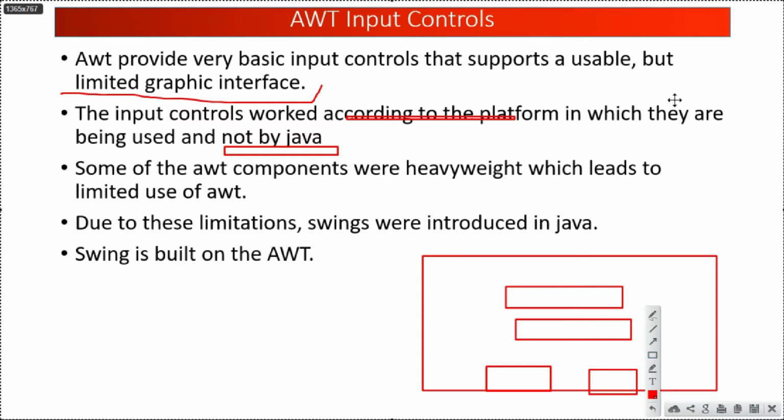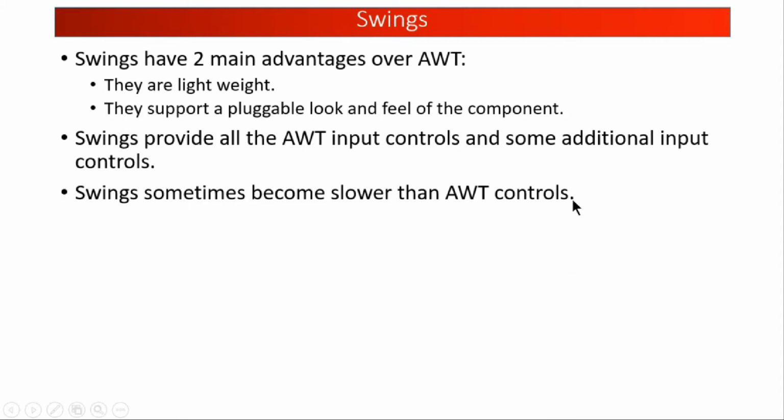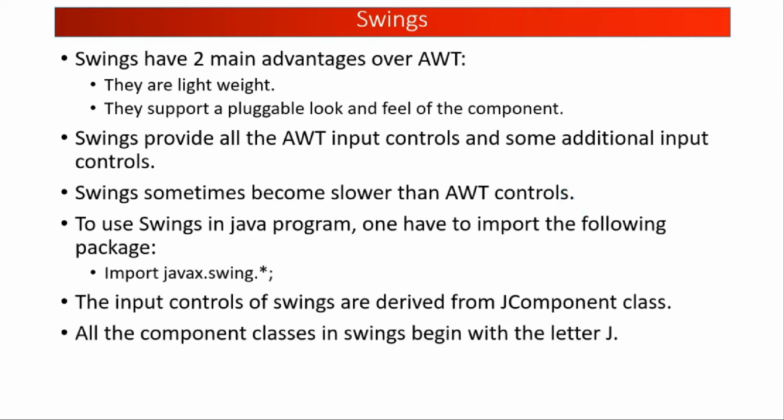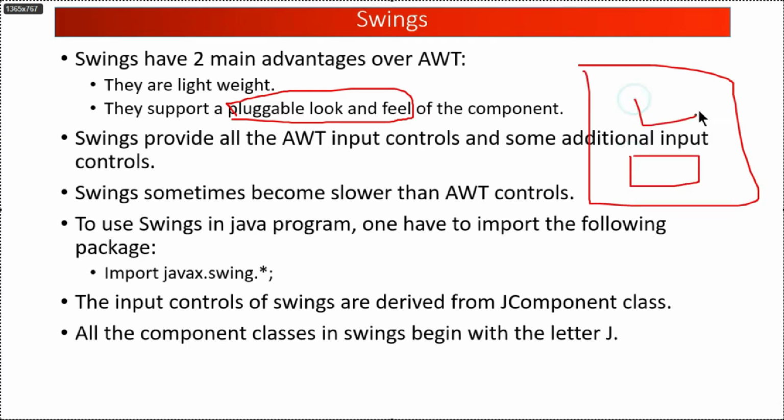So let's get to know about swings now. Swings have two main advantages. As I previously told you, AWT was heavyweight, but swings are lightweight and they support a pluggable look and feel. Pluggable look and feel means that it changes at runtime. At runtime, when your window opens, the input control may change or it gives you a better look and feel. So, pluggable.